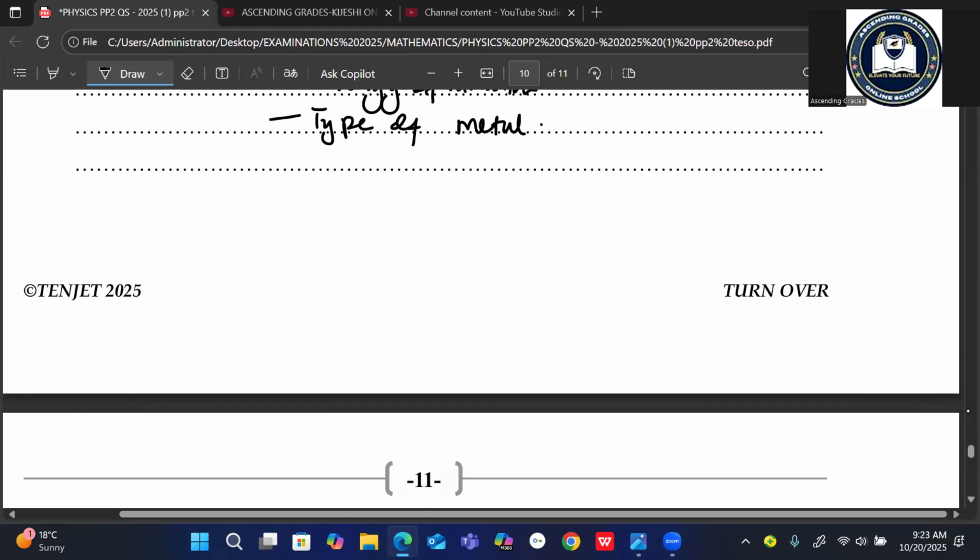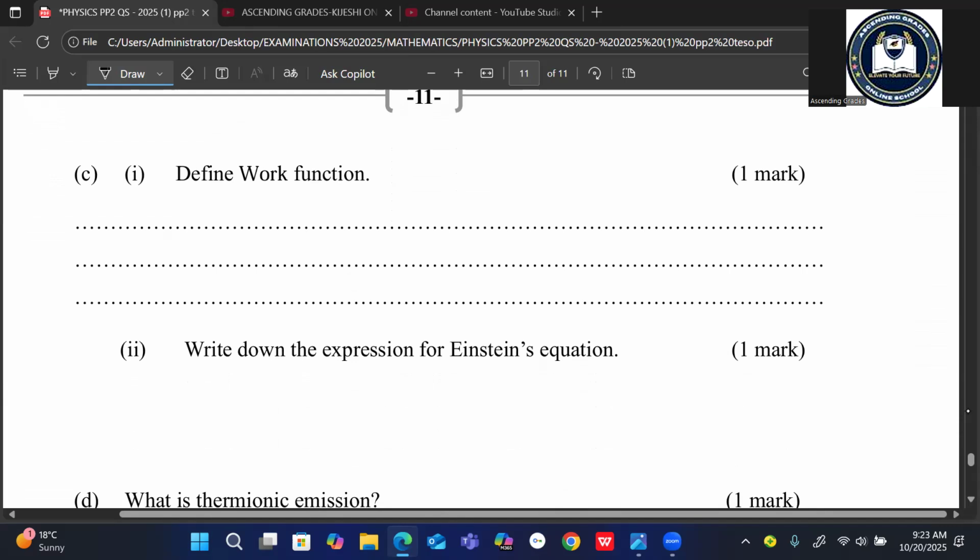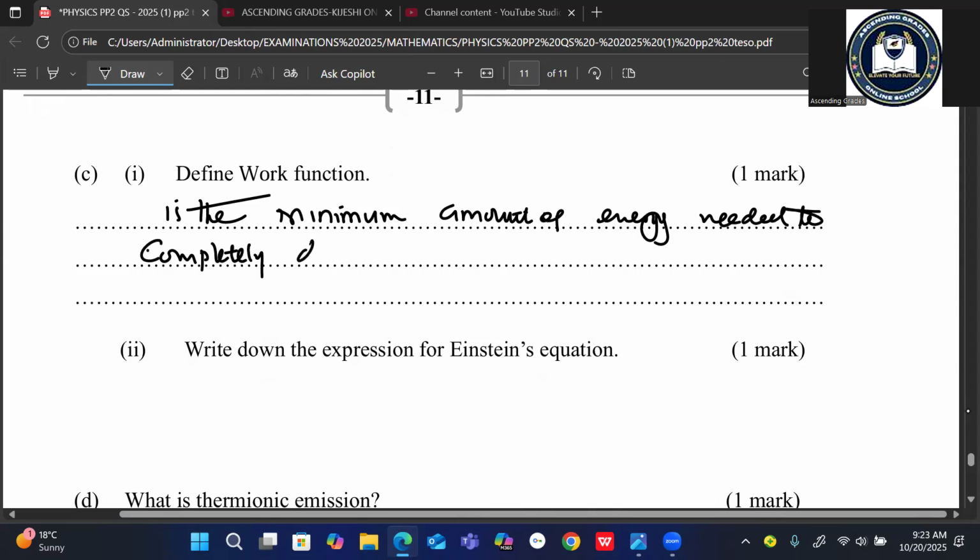Then we have the next part. Define work function. It is the minimum amount of energy needed to completely dislodge an electron from the surface of a metal.